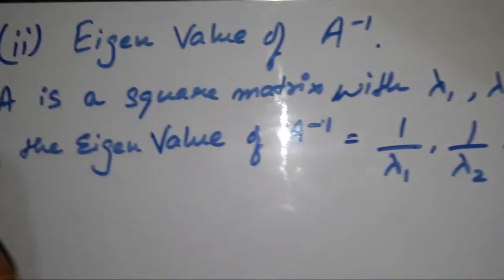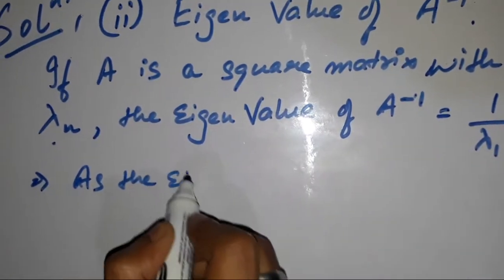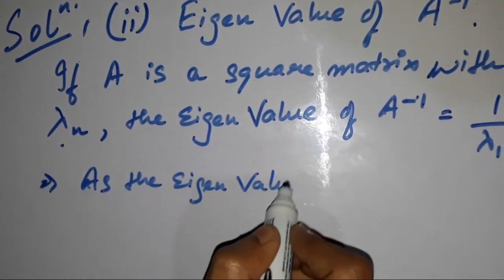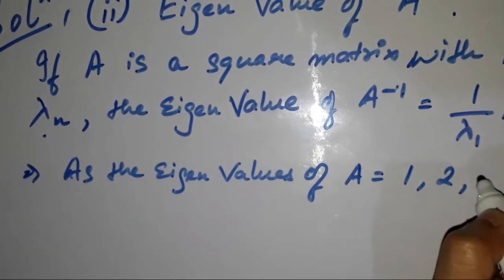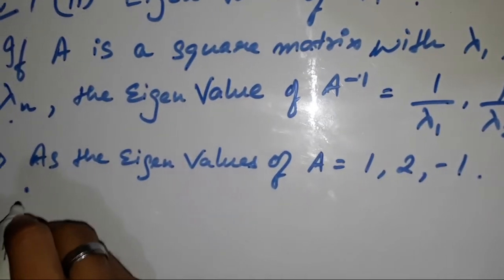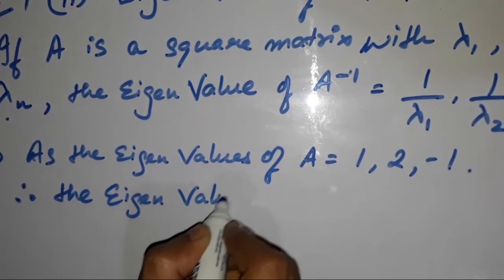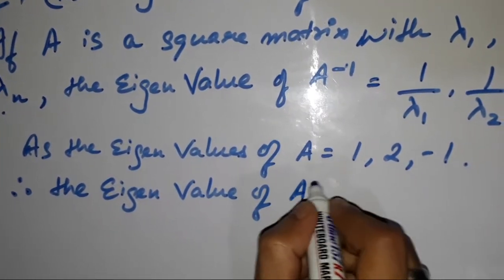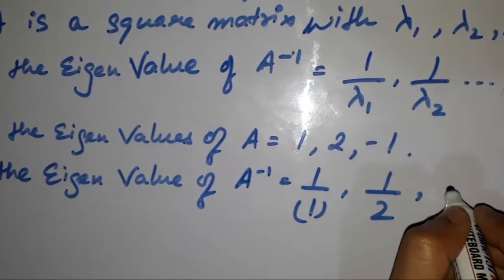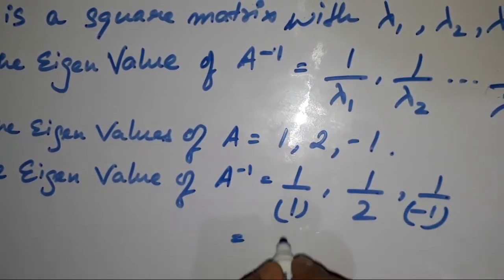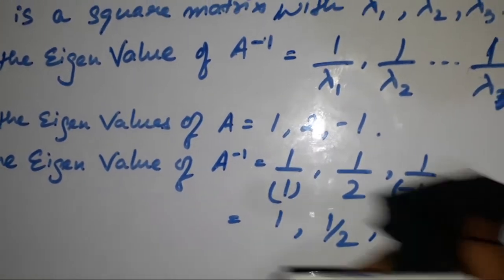So the solution will be: as the eigenvalues of A are 1, 2 and minus 1, therefore the eigenvalues of A inverse will be 1 by 1, 1 by 2 and 1 by minus 1, that is 1, 1 by 2 and minus 1. This is the solution of the second part.